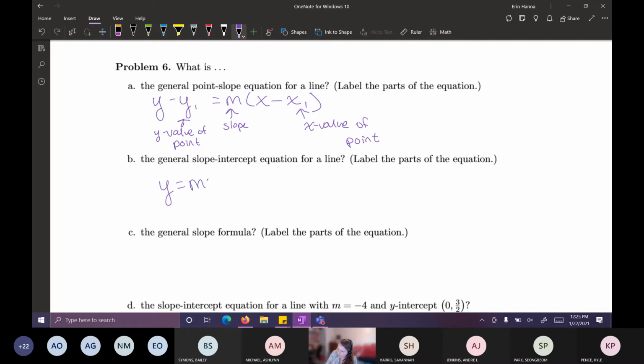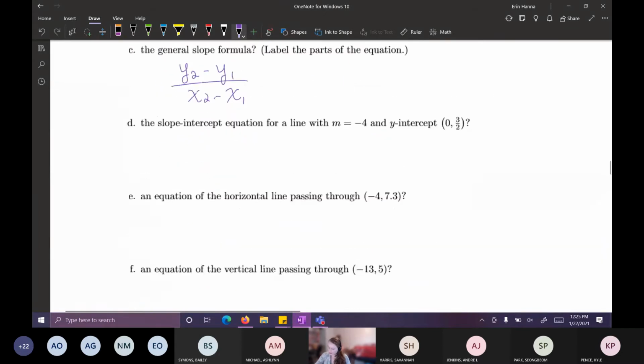Slope intercept, y equals mx plus b. There you've got your slope and your y-intercept. And then your y2 minus y1 all over x2 minus x1. I'm not going to label that one. It's just the points. So, scrolling past that one super quick, because again, those were just questions. So let's see. How'd everyone do on this one?